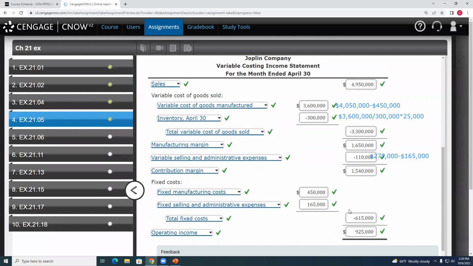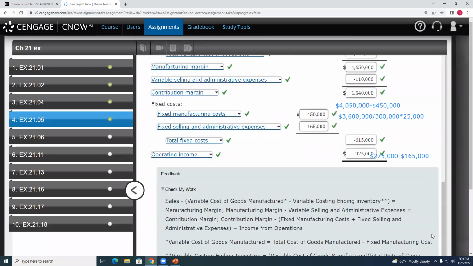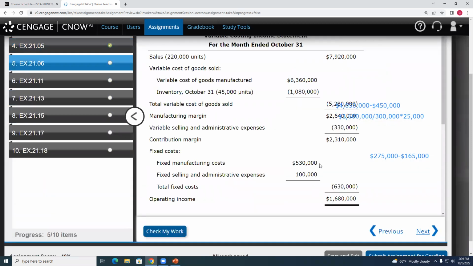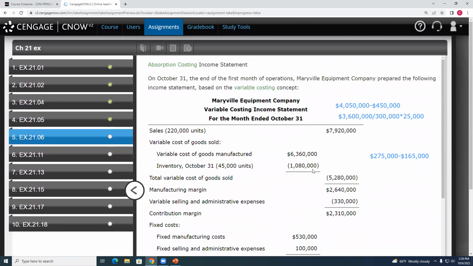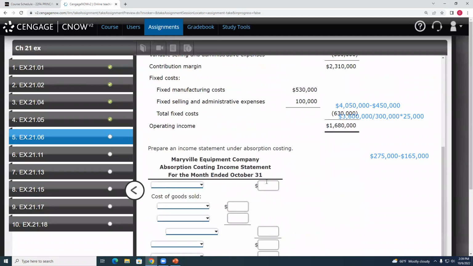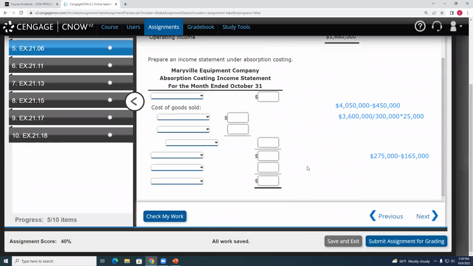This exercise had us go from an absorption costing to a variable costing income statement. The next exercise has us go in the other direction. It gives us the variable costing income statement and asks us to prepare an absorption costing income statement. I'm going to ask you to try that on your own. I'm going to pause the recording, try it on your own, and we'll restart the recording and go through that one.